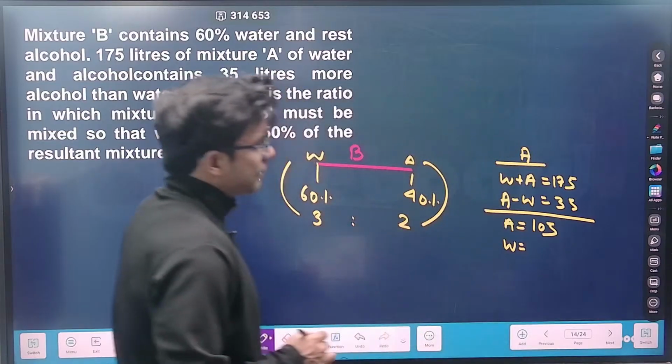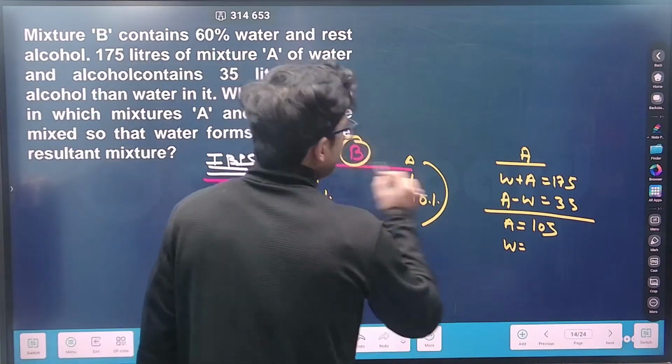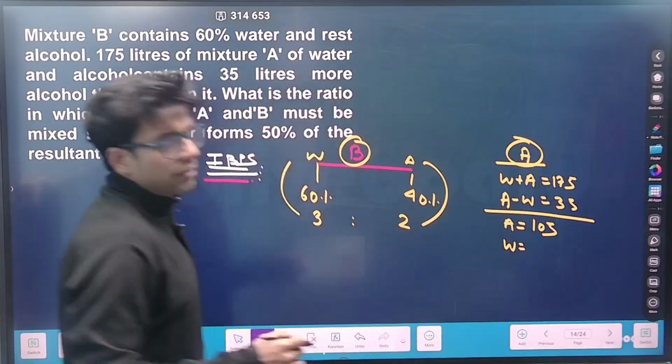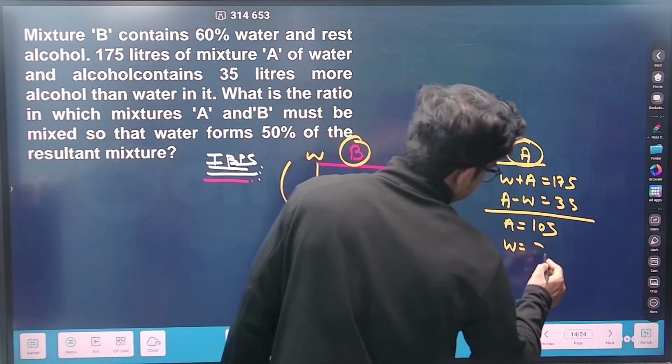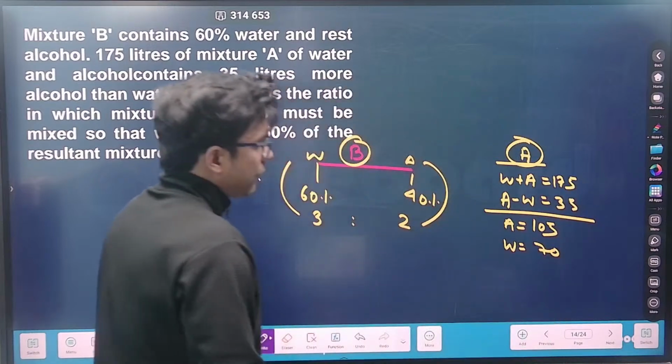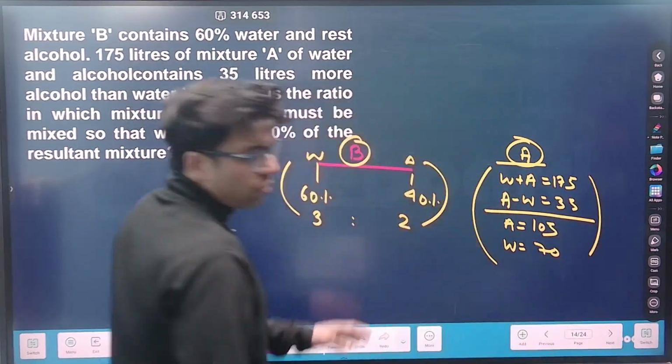Then water is basically how much? In mixture A, this is what I'm talking about, B and this is A. Then the water becomes how much? Water becomes 70, right? Then the total would be 175. I hope this much is clear. I don't know whether this is required or not.